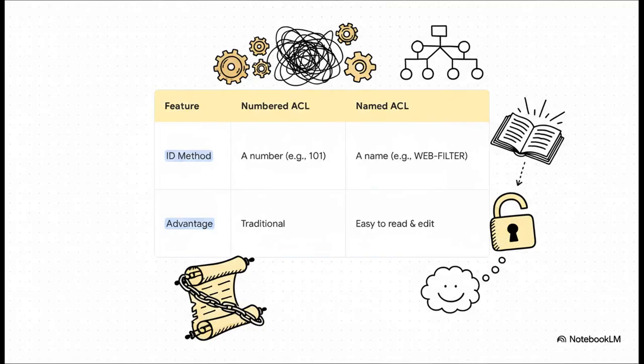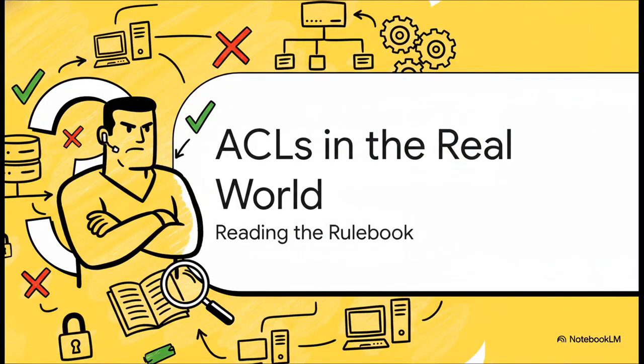One last thing on types. We can identify these lists in 2 ways. The old school way is a numbered ACL, where the list is just a number, like 101. But the much better modern way is a named ACL. Here, you give the list a descriptive name like web filter. And the advantage is just common sense, right? It's way easier to remember what web filter does than to guess what list number 101 was for 6 months from now. Okay, enough theory.